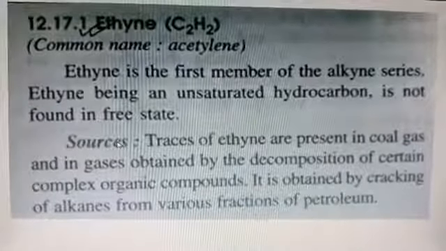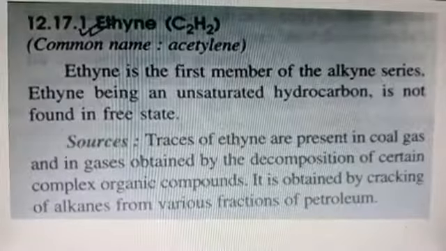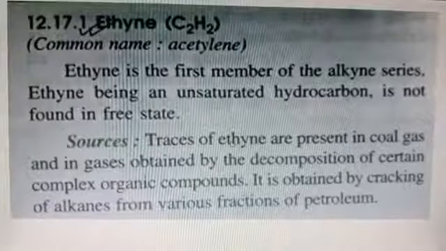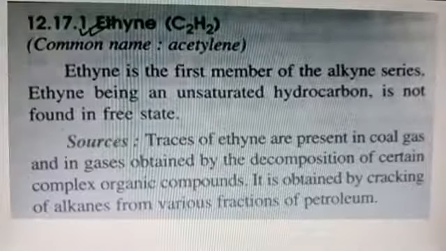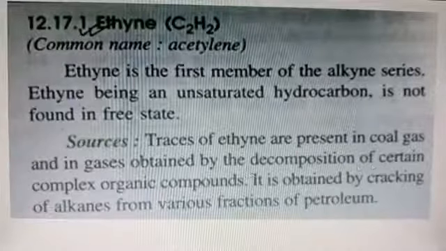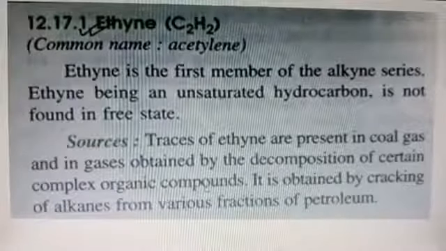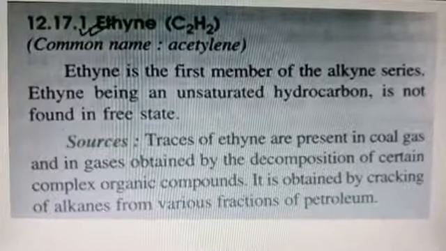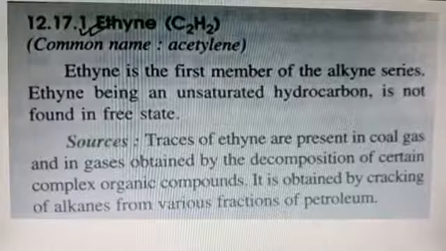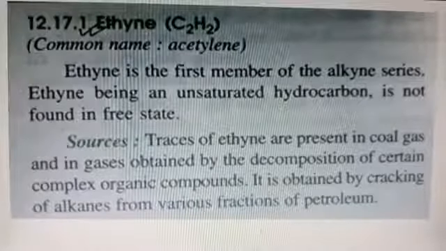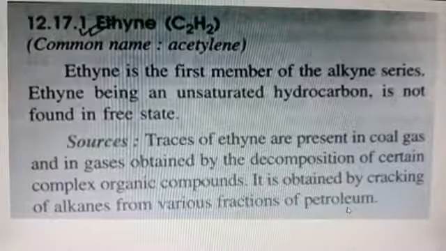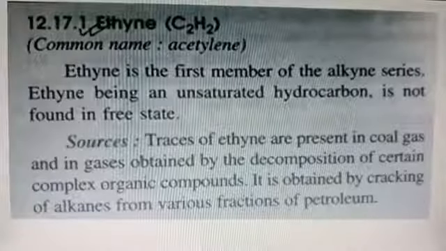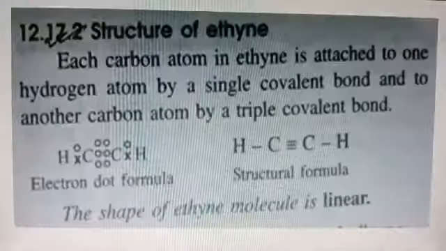Sources: how to get ethyne then. Traces of ethyne are present in coal gas. So from where can we get ethyne? Small amount of ethyne can be found in coal gas and in gases obtained by the decomposition of certain complex organic compounds. It is obtained by cracking of alkanes. The same way we can get ethene. Ethene is also obtained by cracking alkanes from various fractions of petroleum. So the source for ethyne and ethene is same. By cracking of alkanes we can get ethene as well as ethyne.